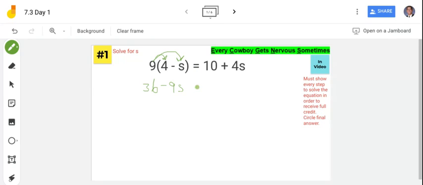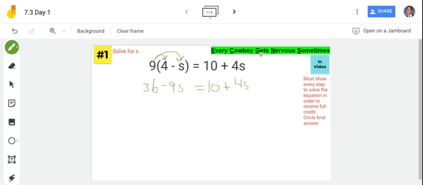Okay, I bring my equal sign straight down. There are no parentheses over here, so I'm going to bring these terms down as well. 10 plus 4S. So as you can see, I just did step 1. I eliminated the parentheses by using the distributive property. Step 2, the C on cowboy reminds me to combine like terms. I look left. On the left side, no like terms. I look right. On the right side, no like terms. So I go to step 3.